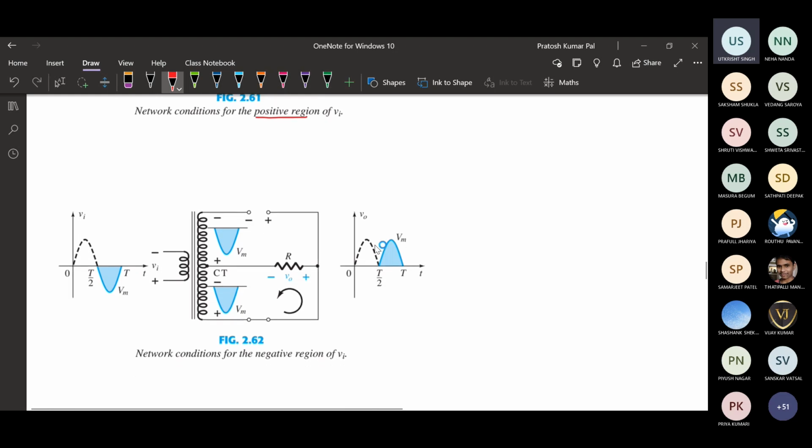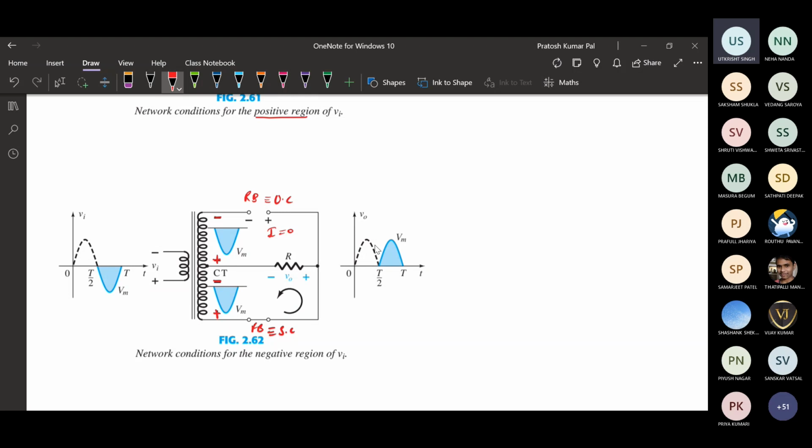Similarly, in the negative region, if we are applying the negative half, here it will be coming out to be negative, and here it will be positive. So if it is negative, this will be reverse bias. If it is reverse bias, it means open circuit, and this one is forward bias, so it will be like a short circuit. If it is open circuit, the current will be zero, so this will not be contributing to the output.